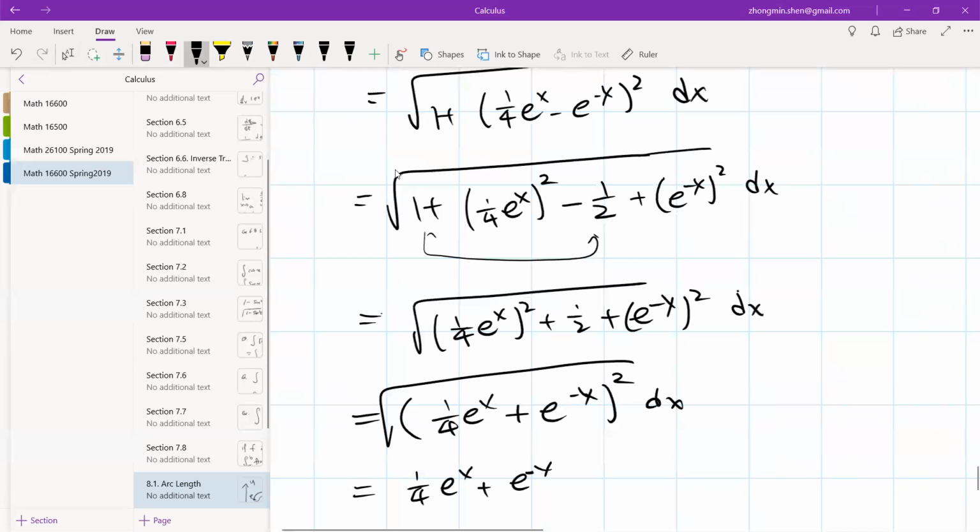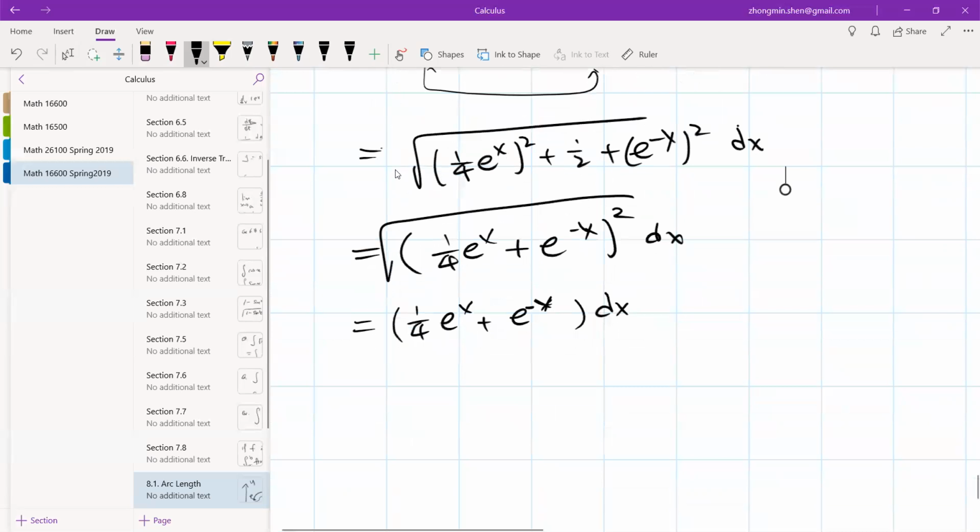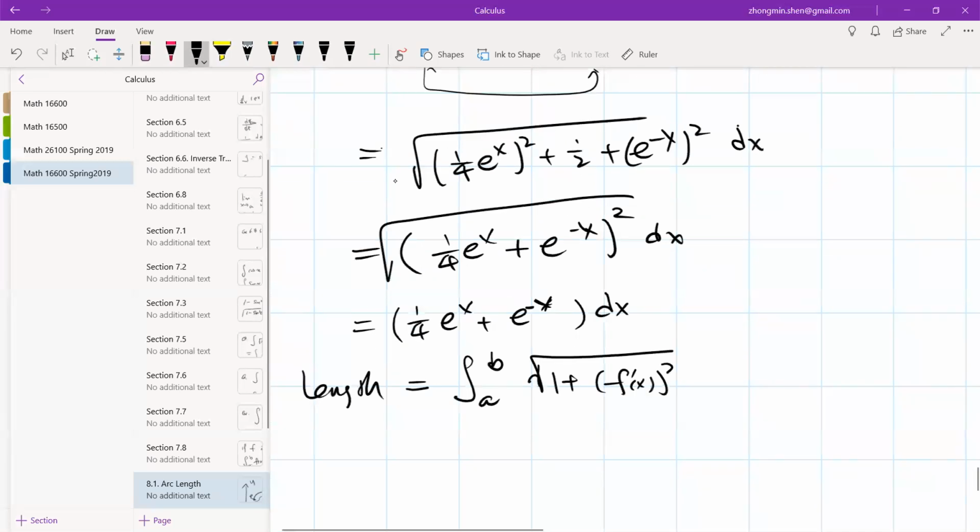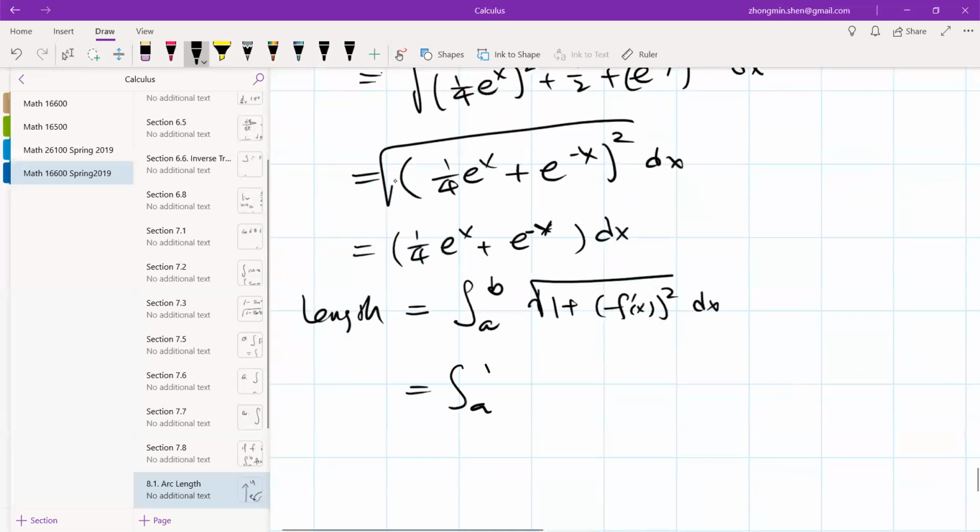This is a very interesting function. You will see that I will show you. Okay, so the length of that curve is going to be the integral from a to b, right? And that is the square root of 1 plus f prime x squared dx, right? So what is that? Right, I'm not going to evaluate. This is the integral. Everybody knows how to evaluate this.